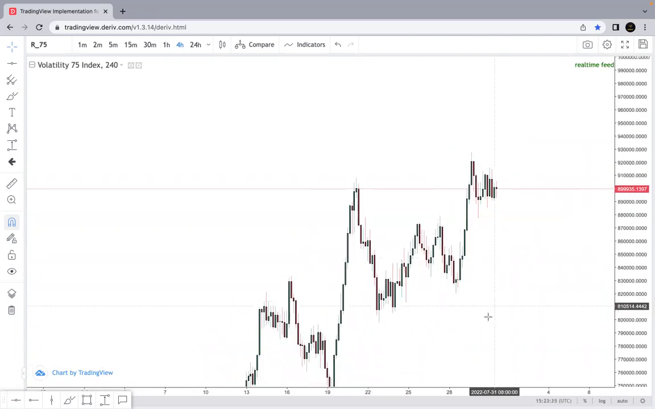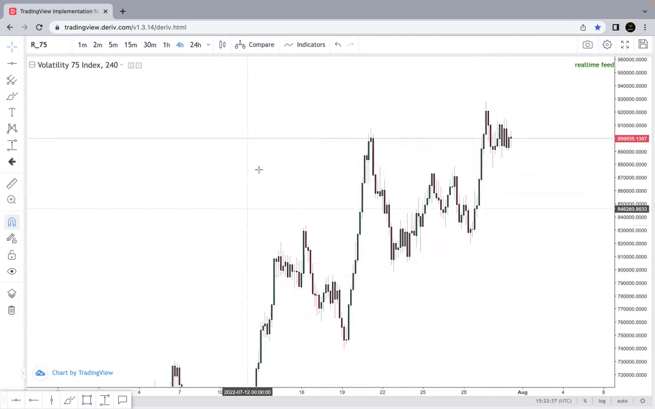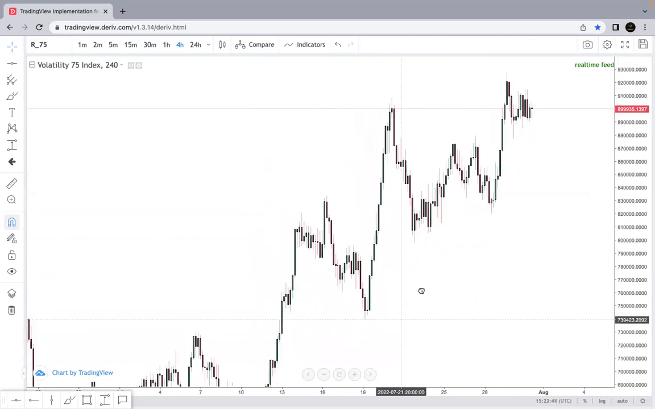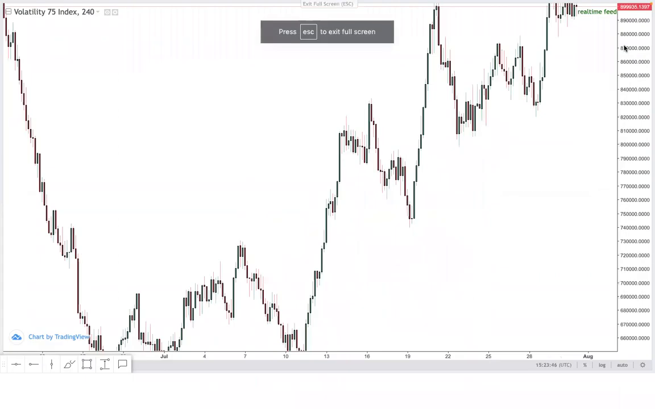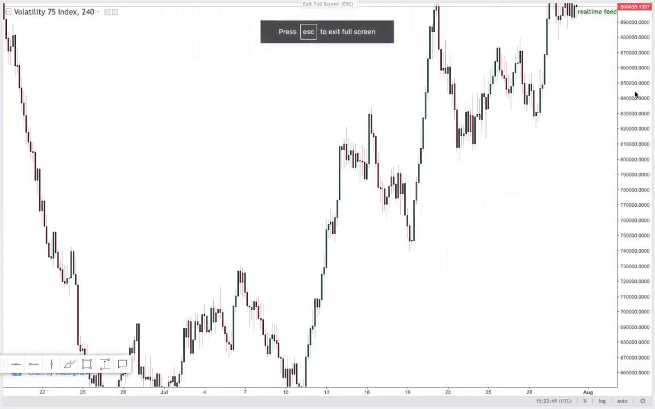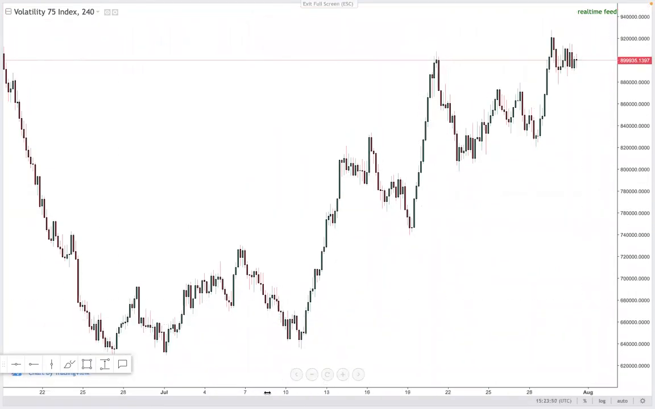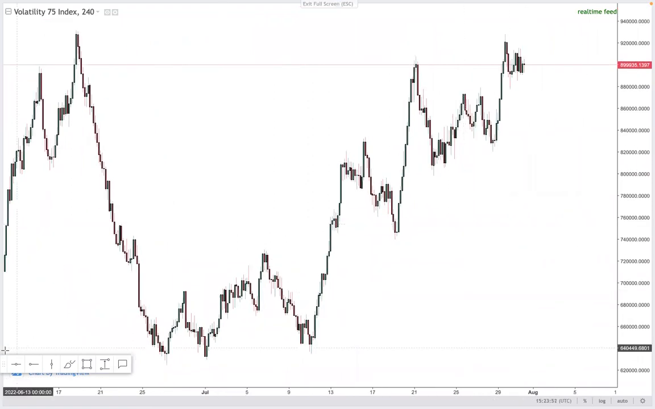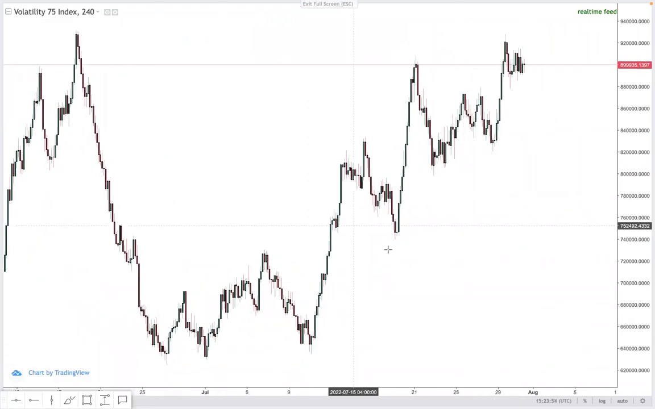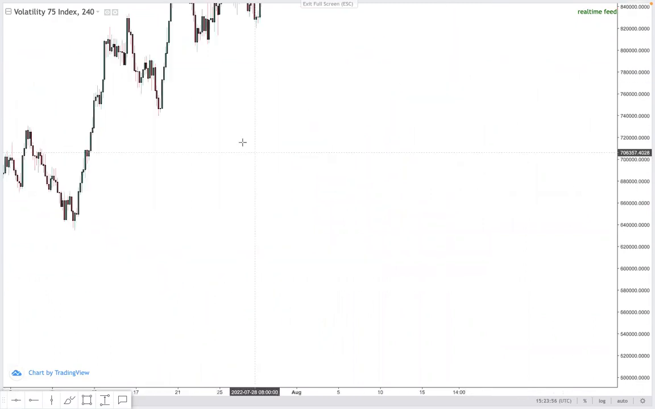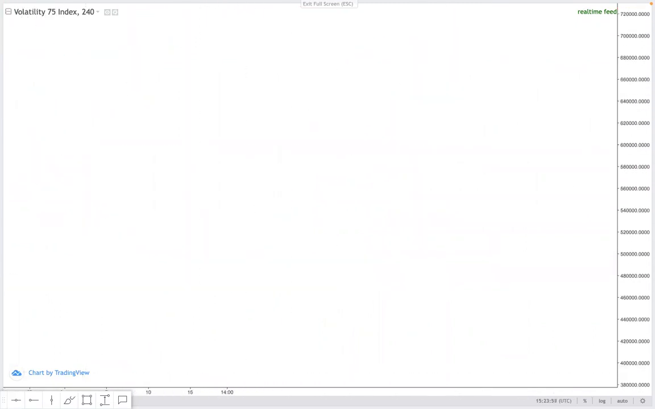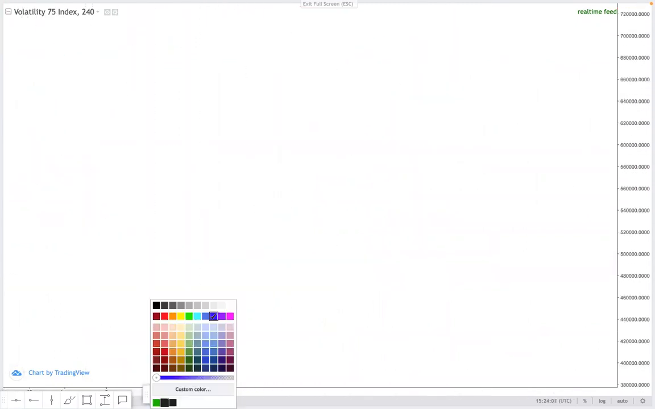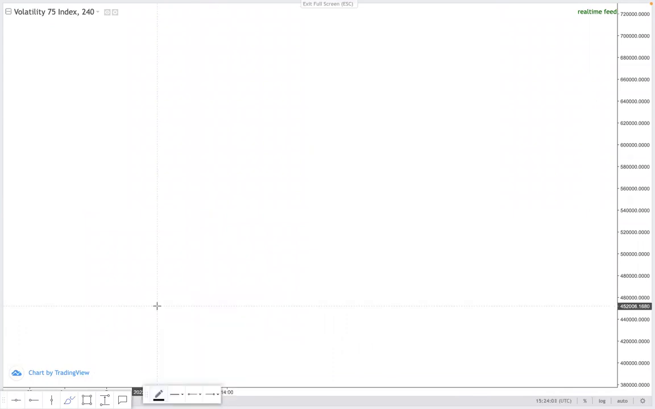So let's say right now we're in the 4 hour time frame, and as we can see, V75 is in a clear uptrend. Let me illustrate right here so that it can be easy for you to get the point.